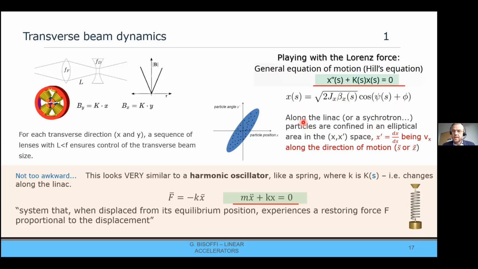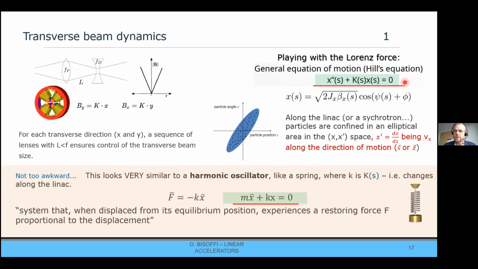And you have been told already that along the LINAC, the particles are confined in elliptical areas in the x, x prime phase space. With x prime, again, I repeat, it is the variation of x along s or along z. I will confuse the two terms, which in the LINAC can be synonymous, actually. So this is the direction of the beam. So you see that this is not too awkward.